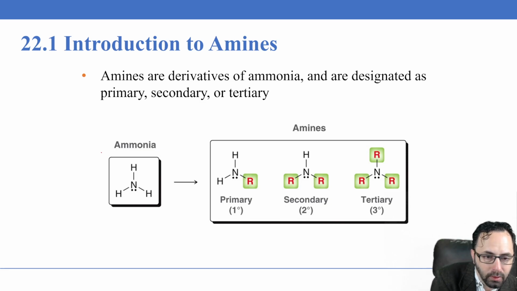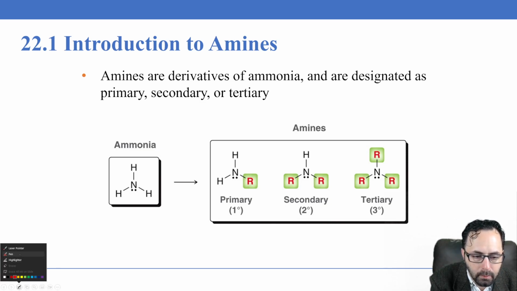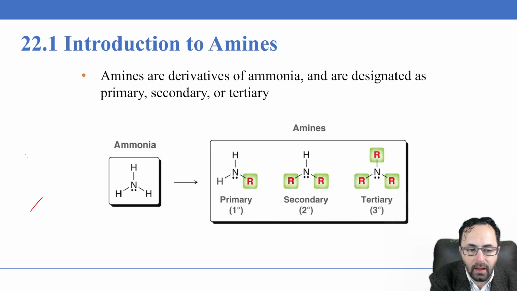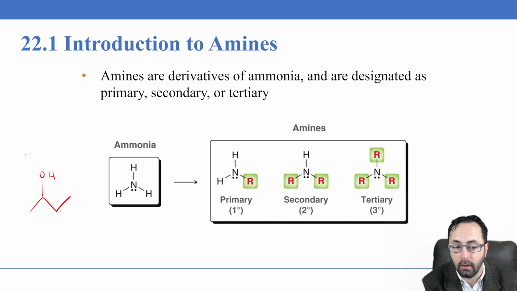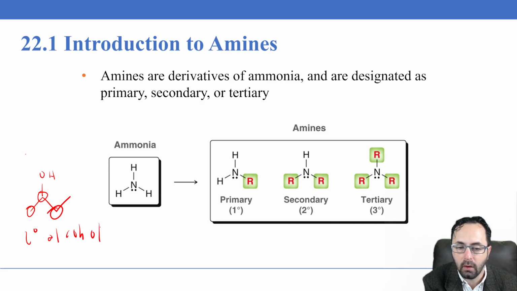So for example, in the past, if we would have had, let's see, so get this pen going. If we would have had an alcohol like this, we would call this a secondary alcohol because the carbon that is attached to the hydroxyl group is itself attached to two other carbons. So we would call this a secondary alcohol. So this works a little bit different for amines.